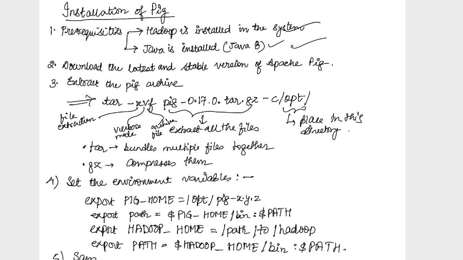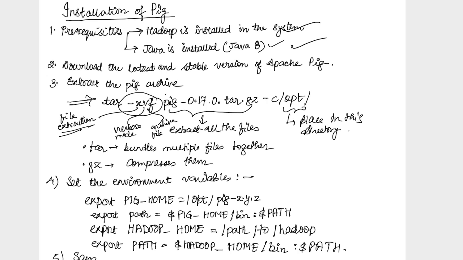Now once you have downloaded the version, you have to extract the file. How will you extract the file? The command is tar -xvf pig-0.7.tar.gz -C /opt. So what is this -xvf? x is the file extraction, v is the verbose mode, and f is the archive file which you are going to use.